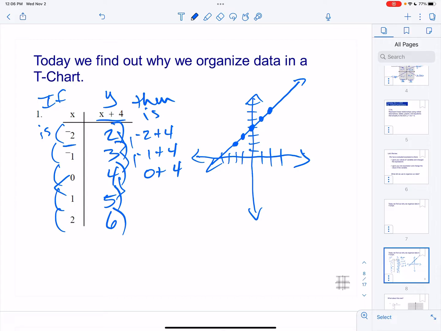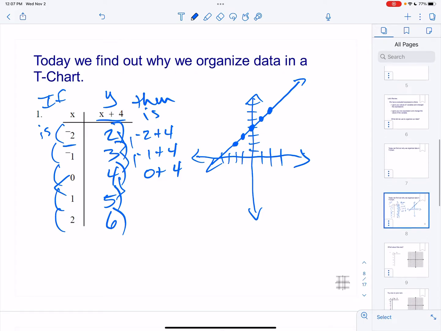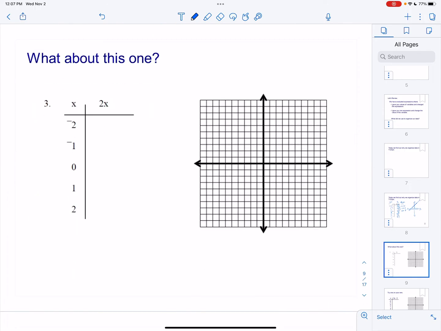Now the one thing you need to understand is that x plus 4 is the only graph that looks like that right there. Now there will be graphs that look very similar, but none that look exactly like x plus 4. Okay, so that's the reason why we organize our data in a T-chart, because it creates a set of coordinates for us to graph so that we can create the image of what each of those expressions looks like. So let's try another one.